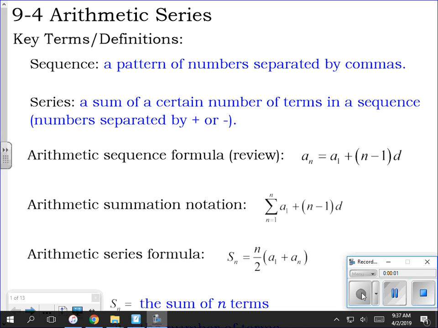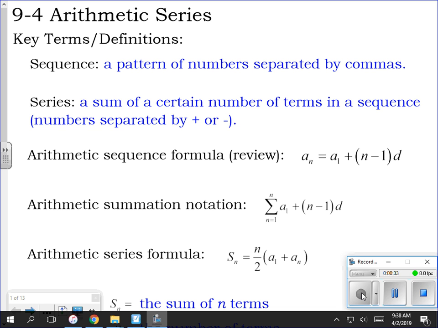Okay, so today we're going to work with arithmetic series. We've been working with sequences. Sequences are a pattern of numbers separated by commas. Sequences, generally speaking, have no end; they go on forever. Series, generally speaking, do have an end point. A series is a sum of a certain number of terms in a sequence, separated by a plus or minus.